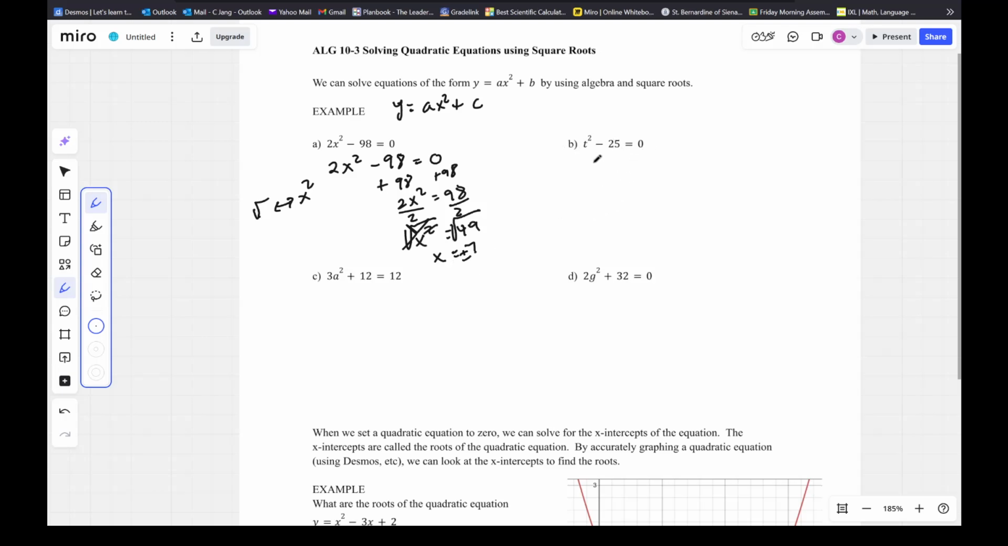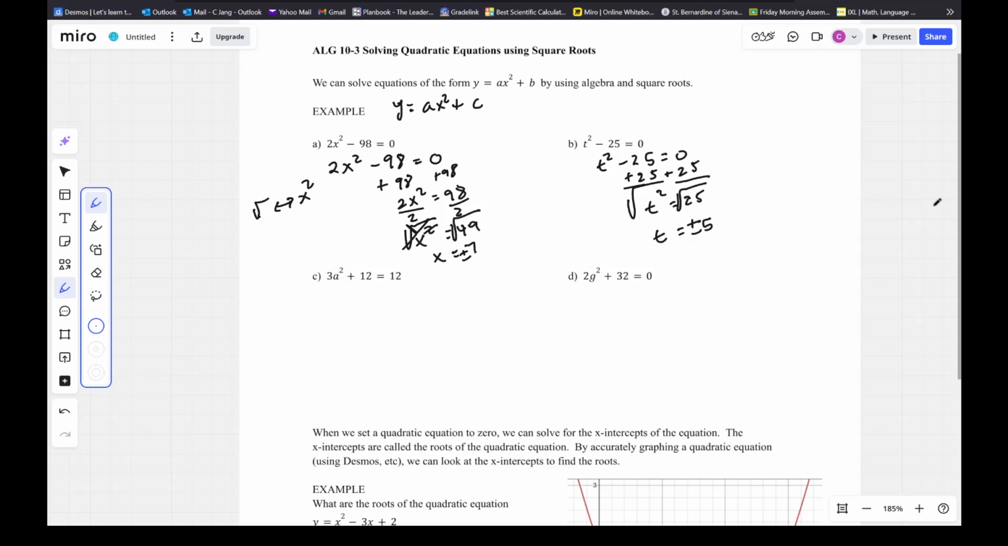All right, let's take a look at this. t squared minus 25 is equal to 0. This one's pretty easy. We're going to add 25 to both sides, and we get t squared is equal to 25. So the square root of both sides is going to be t is equal to 5. But remember, negative 5 squared and positive 5 squared both come out to 25. So we're going to say it's plus minus 5.